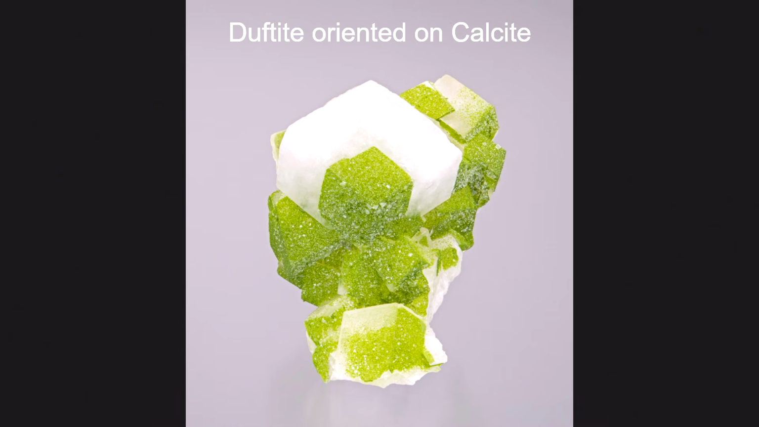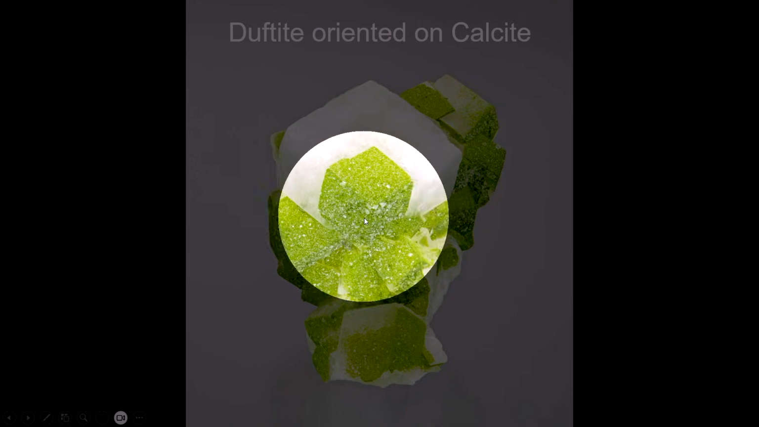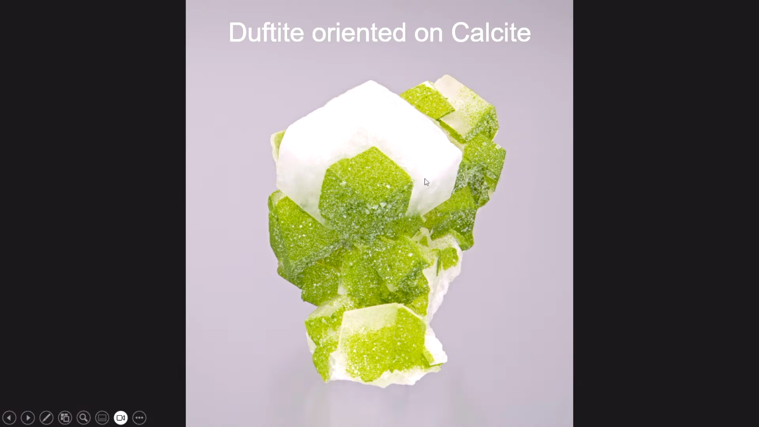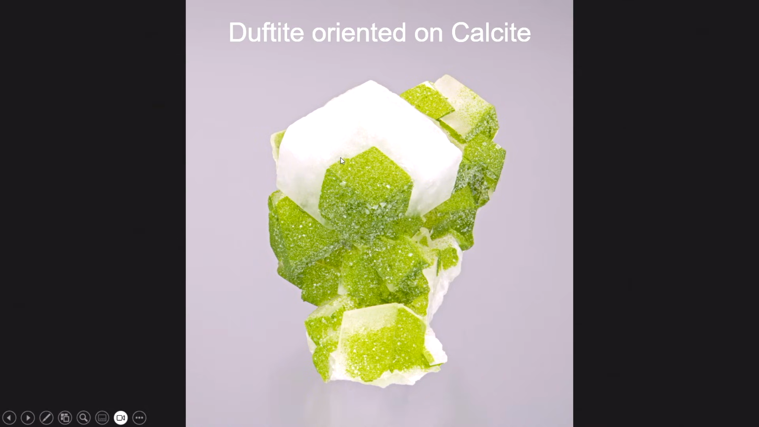Here we have one that I haven't been able to figure out. We have a simple rhombohedron of calcite, and initially, I suppose, just the entire rhombohedron was covered here, and then there was a second generation of growth that extended out, with the result that only 1/4 of the rhombohedron of calcite was coated with duftite.